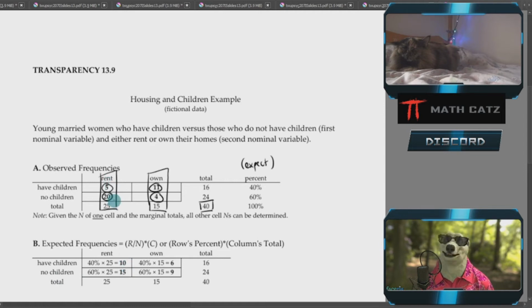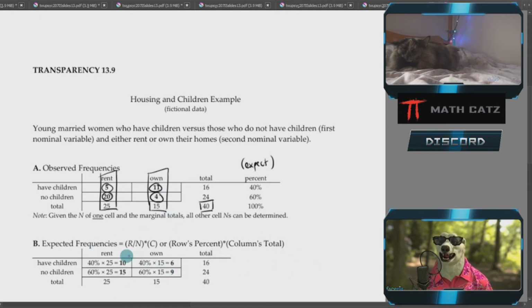We didn't get them. Is that significantly different or just normal expected fluctuation? That's the question. And then in the owning column, we have the same issue. We expect a 60-40 split from the total of 15 people in that column. That should be 6 and 9. Not quite what we got.